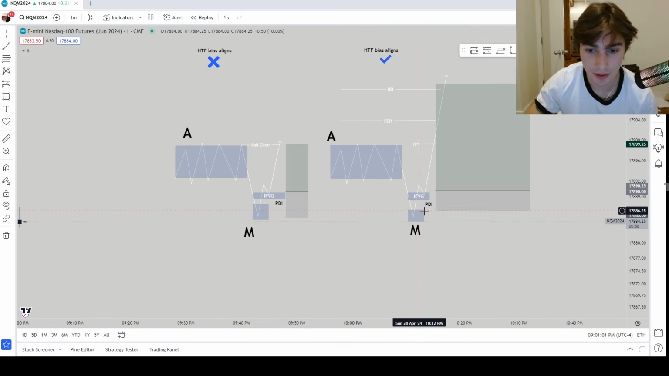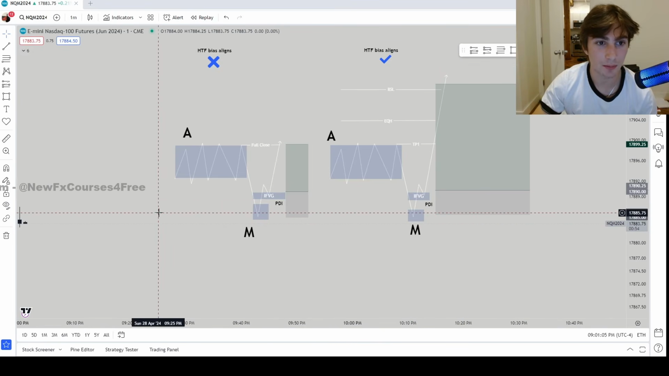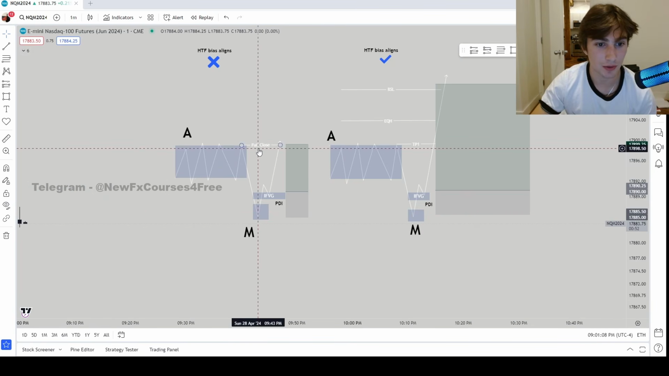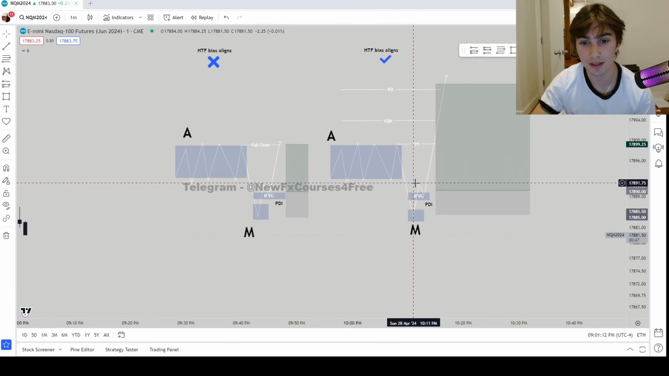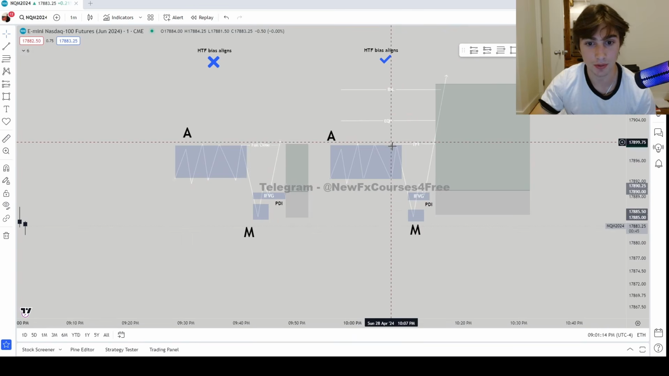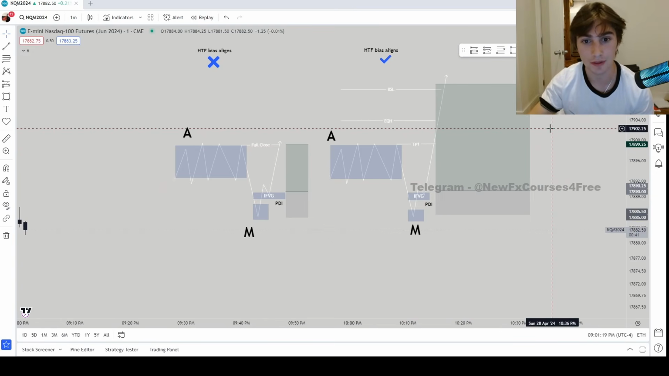Here's just me reiterating the other point I was making before. This is what your trade would look like if your higher time frame bias does not align. You would full close at the accumulation zone. This is what your trade would look like if the higher time frame bias does align. You would leave runners. You would only TP1 at the accumulation zone and then continue to leave runners so you can really catch that distribution leg.